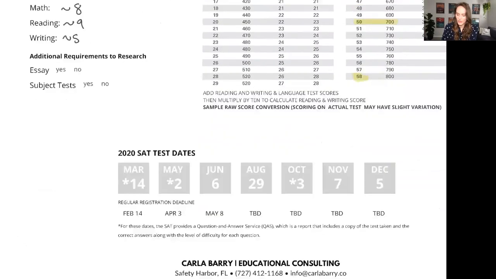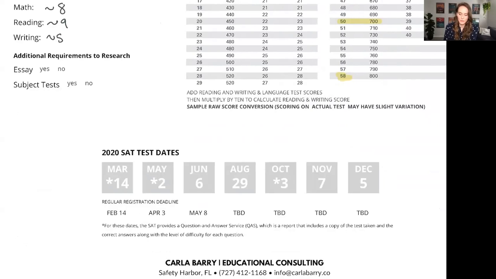So for the 2020 SAT dates, obviously we're not going to have March or May.